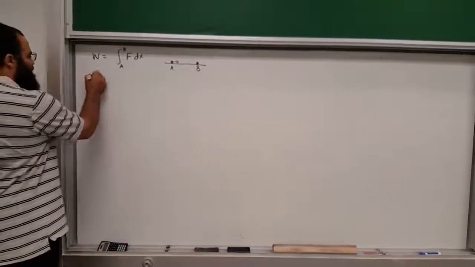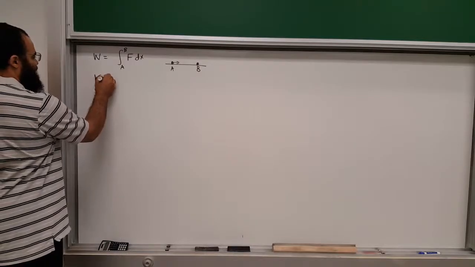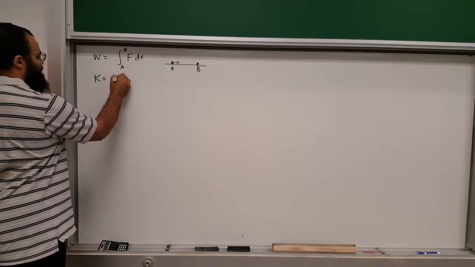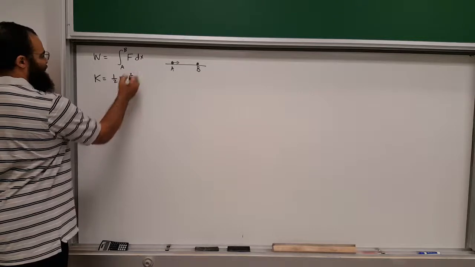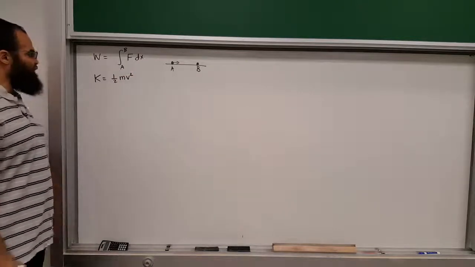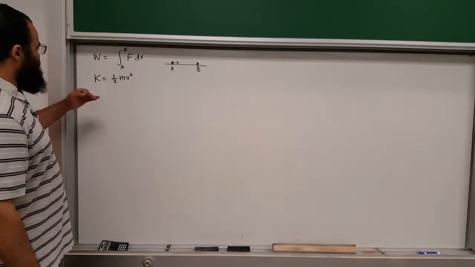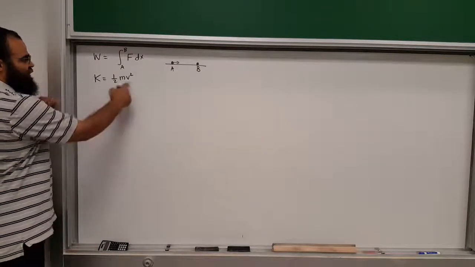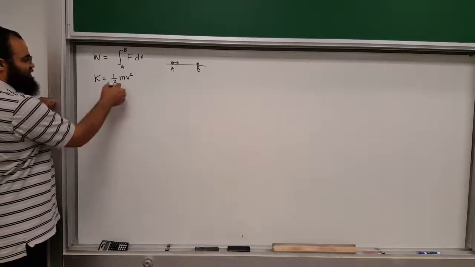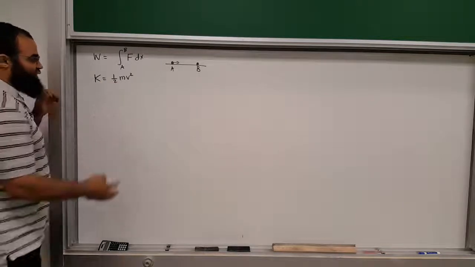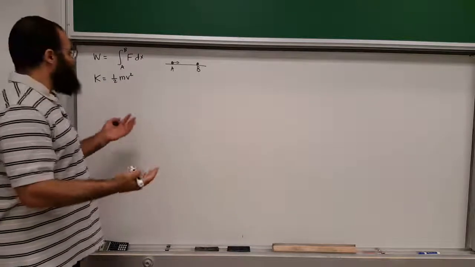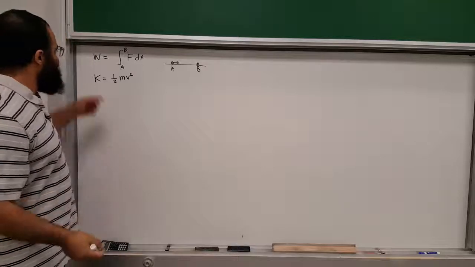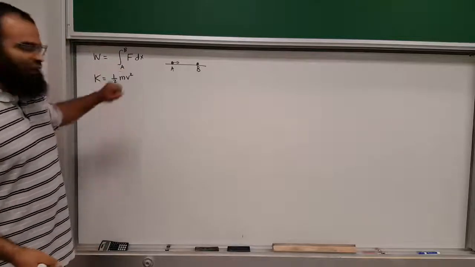The second definition is that the kinetic energy is defined to be 1/2 mv squared. So we looked at the work energy theorem, and let me do it again. This is a definition, so it's always correct. It's neither right nor wrong, it's just a definition. And this is the definition of work, all right?